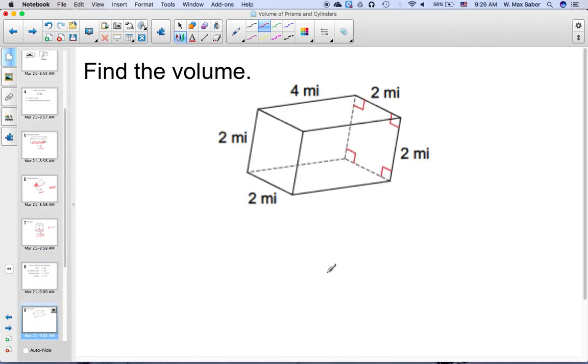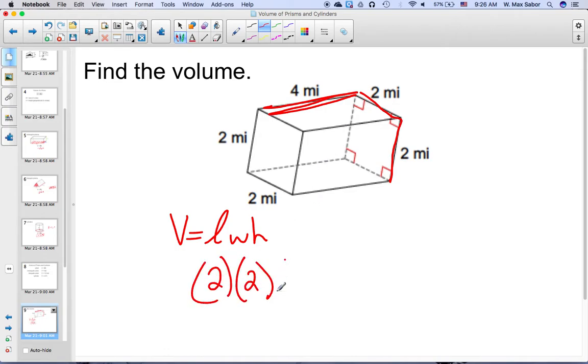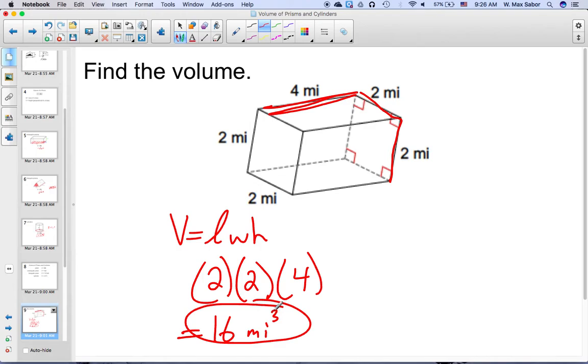So let's find the volume. This is a rectangular prism. It's actually a square prism, but rectangular prism works. 2, 2, and 4 are three perpendicular lengths. It is important that they're perpendicular. 2 times 2 times 4 gives us a total of 16, and our units for volume are always going to be cubed, so cubic miles.